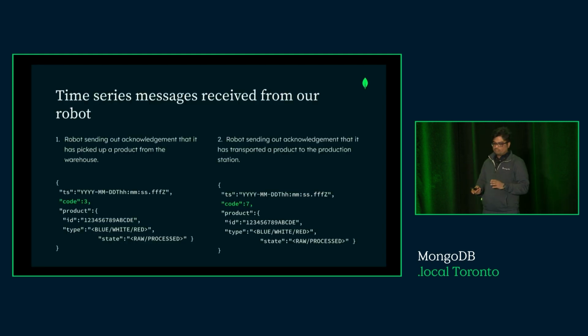So when the product is received at a station, the controller at that station publishes an acknowledgement message through the MQTT protocol. These messages look like this and are stored in MongoDB Atlas time series collections. In the case of our selected process, the message flow will look something like this. First, the robot will send out an acknowledgement that it has picked up a product from the warehouse. We'll receive a code 3 with a timestamp. Then the robot will send out another acknowledgement that it has successfully transported a product to the production station. It's now in the production station, and we'll receive a code equal to 7.